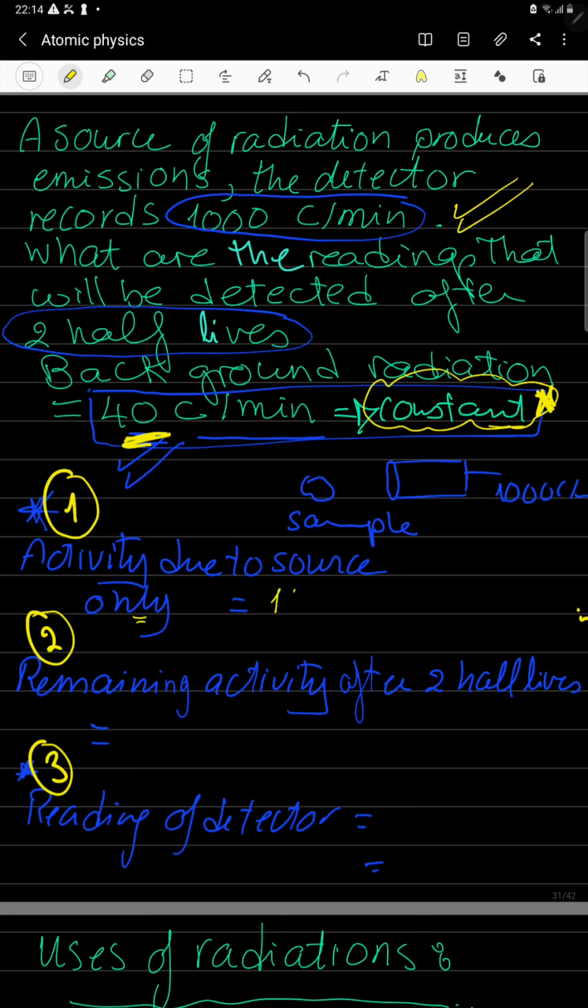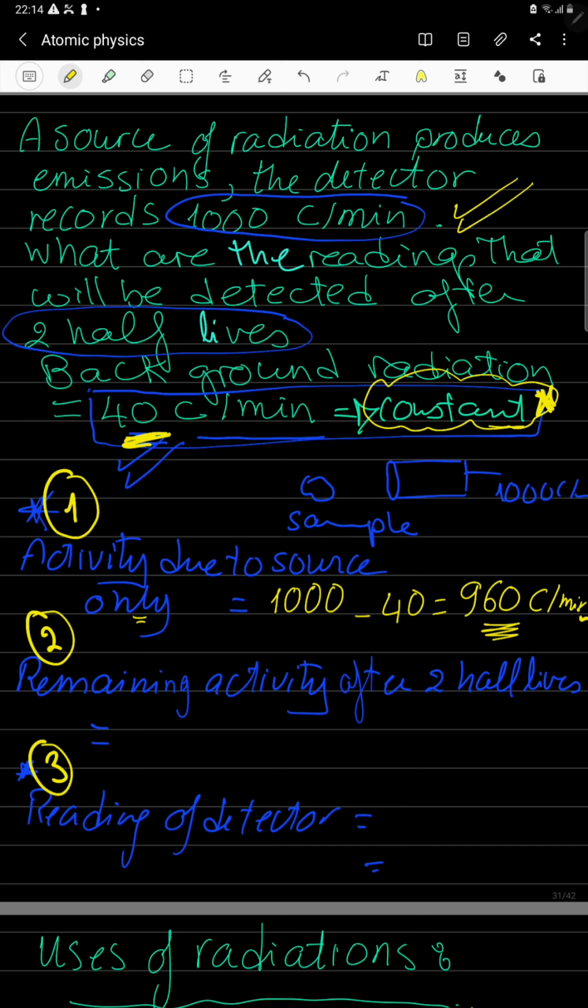يبقى first of all, I need to calculate the activity due to the source only. The 1000 counts include the activity due to the source and the background. I need to get rid of the background radiation. يبقى the activity that I have is 960 counts per minute due to the source. This is the amount that is going to be affected by a half-life.